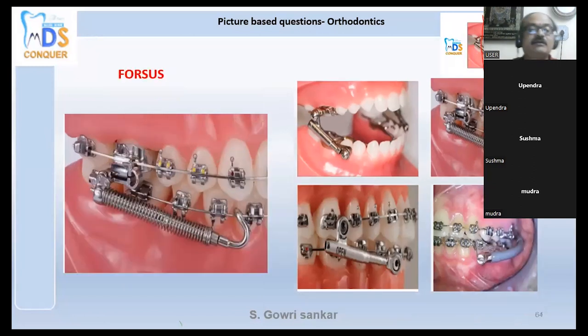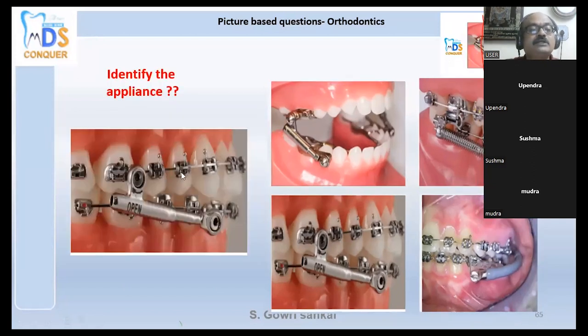So this is your Forsus. So this is your PowerScope, recently used. These are the two most commonly used. One is the Forsus appliance, and one is the PowerScope. PowerScope is very easy to install, but there are difficulties of dislodgement of the appliance. Very, very easy to apply.